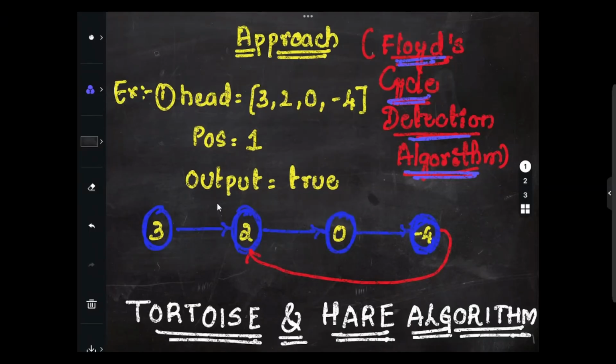I have already said this one, right? So we'll be going with the Floyd cycle detection algorithm, or tortoise and hare algorithm. So this is fine. I have considered the first example so that it will be easier to understand. We have already discussed this one, right?